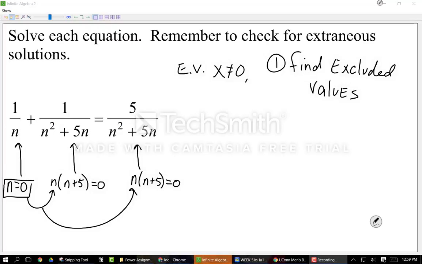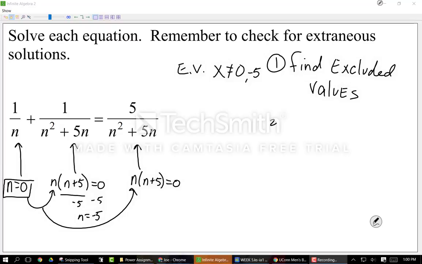Because I have an n plus 5, it also has an excluded value there. What number, if I plug in for n in that binomial, will give me 0? That's negative 5. How did I get it? I subtracted 5 from both sides and got n equals negative 5. So that's my second excluded value. So the answers to this equation cannot be 0 or negative 5. That's where the extraneous solutions come into play. We talked about that last video. If you still don't understand it, we'll get more practice with it.